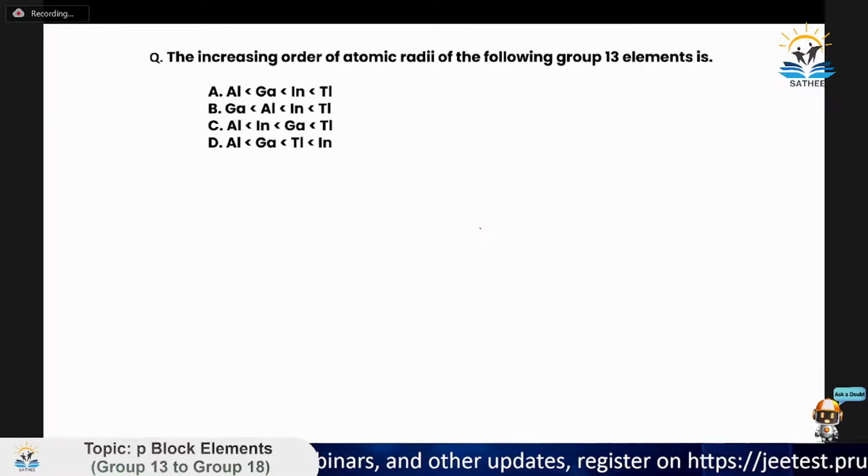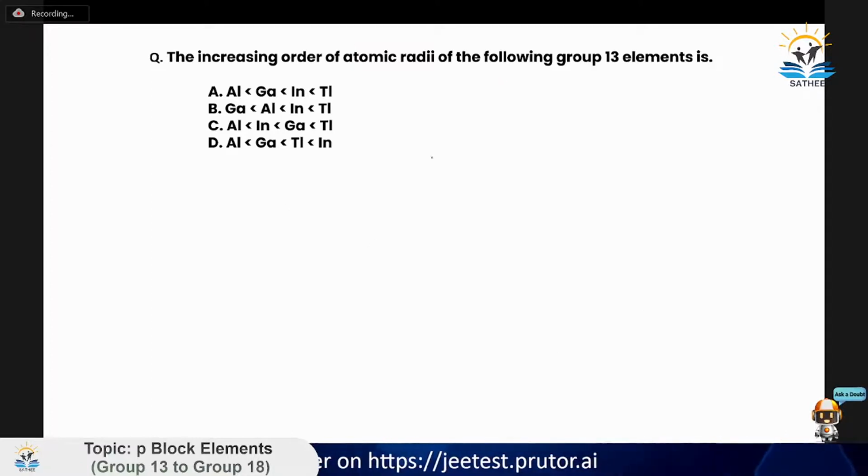Next question: increasing order of atomic radii. We saw that obviously, because it's not considering boron. Then we come here. Then we know it's gallium, then aluminium. You can clearly tell because gallium has to be less than aluminium, which is only in this particular option. So option B is the correct answer.